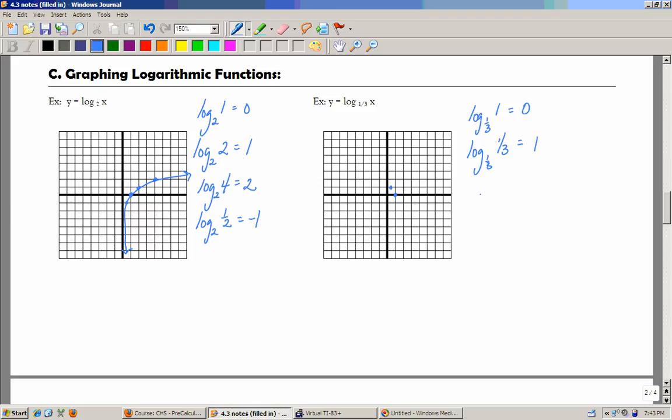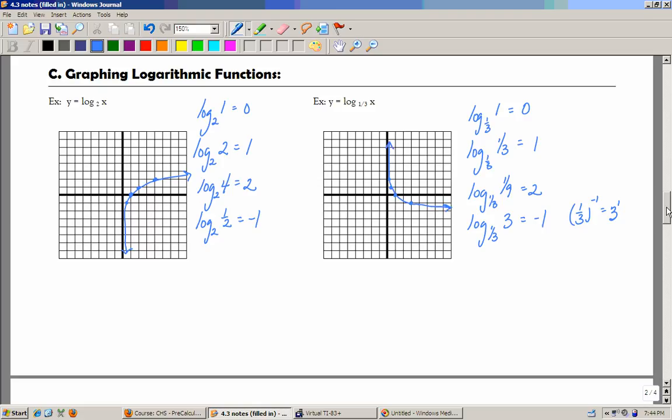Again, if you want to plug in a couple more points, for example, if you want to raise it to the second power, 1/3 to the second power is 1/9. So (1/9, 2) is another point on the graph. If you want to go the opposite direction, if you want to take 1/3 and raise it to the negative first power, so 1/3 to the negative first power is the same as 3 to the first power, which would be a point at (3, -1). Again, we still have that asymptote at x equals 0. It's going to run along the y-axis and go through those points.